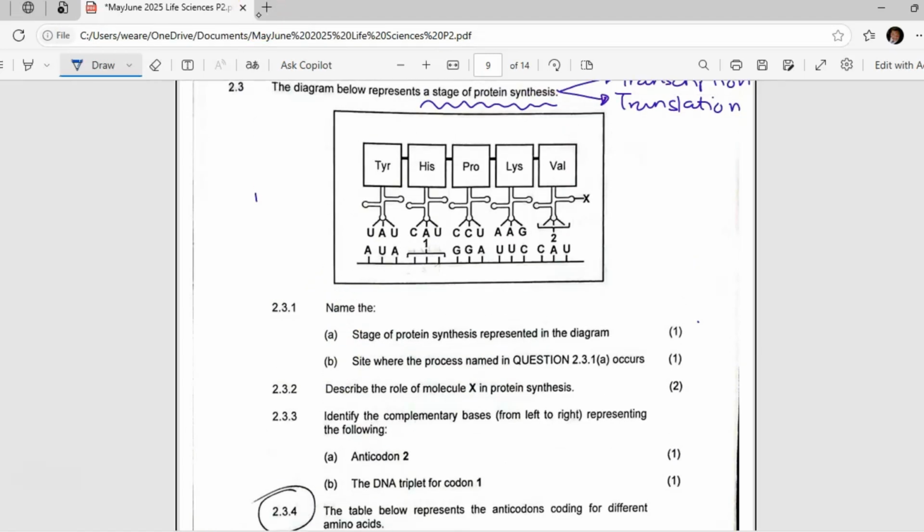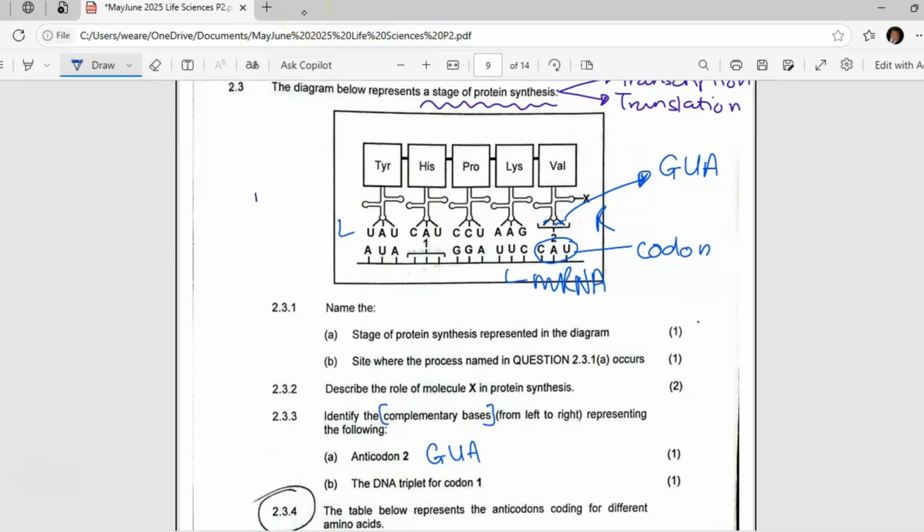So we can see with 2.3.3, they say identify the complementary bases from left to right, left being this side, right being that side, representing anticodon 2. So here is the codon, because the structure here is the mRNA. So they want the anticodon, so they want these 3 over there. The anticodon C is going to bond with G, A is going to bond with U, and U is going to bond with A. So you'll have GUA.